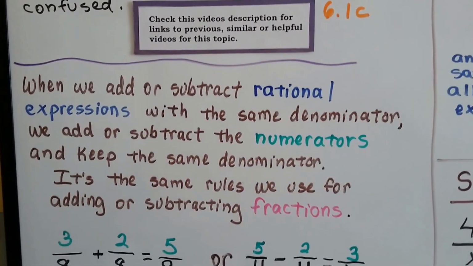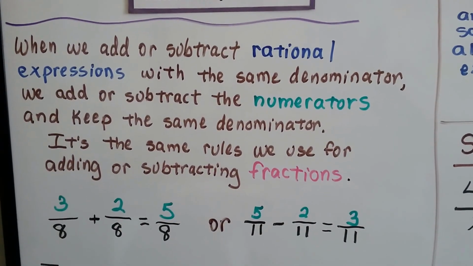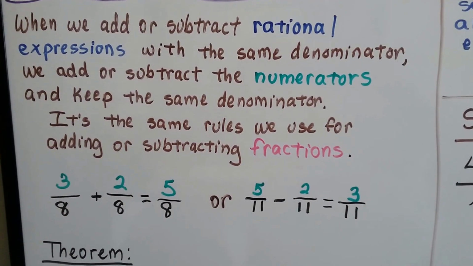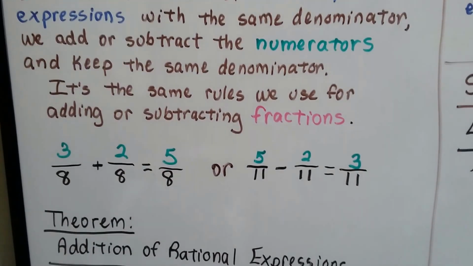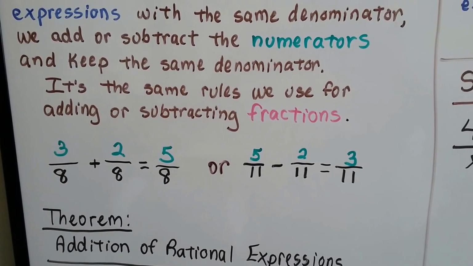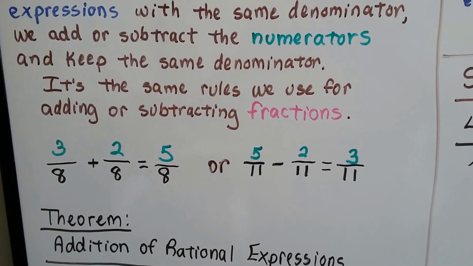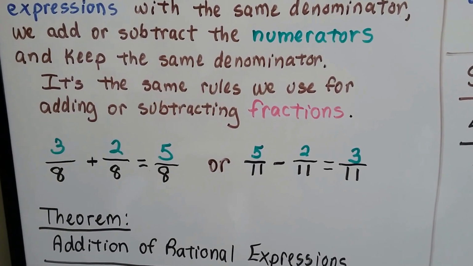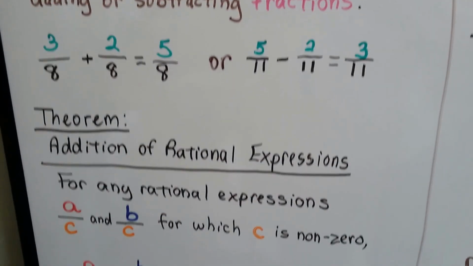When we add or subtract rational expressions with the same denominator, we add or subtract the numerators and keep the same denominator. It's the same rules we use for adding or subtracting fractions. So if we had 3/8 plus 2/8, it would be 5/8. We add the numerators. Or if we were doing subtraction and had 5/11 minus 2/11, we would just subtract the numerators and have 3/11. So here's our theorem.